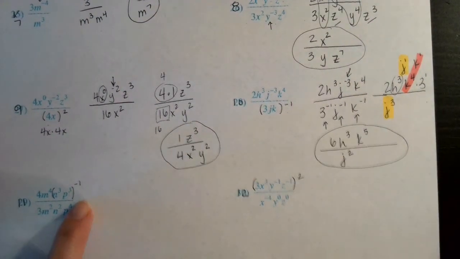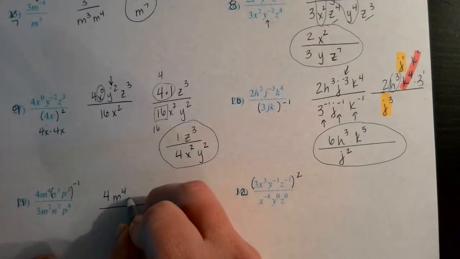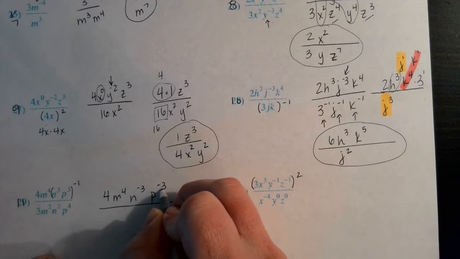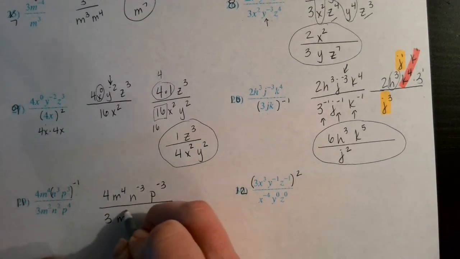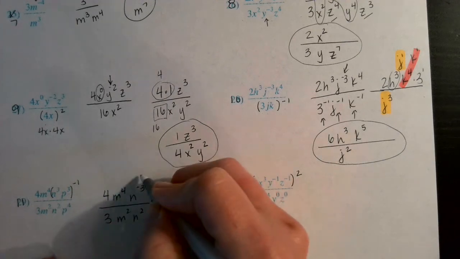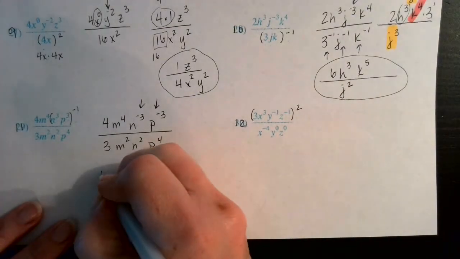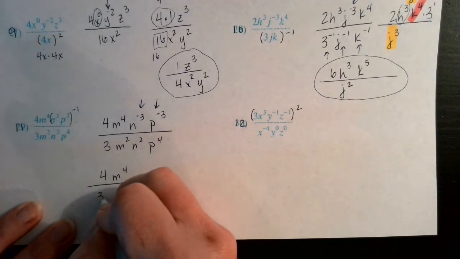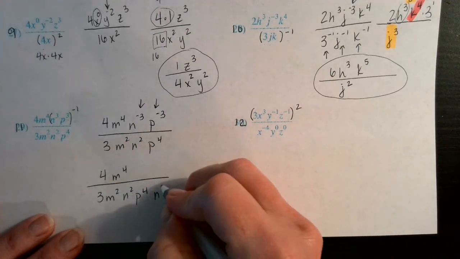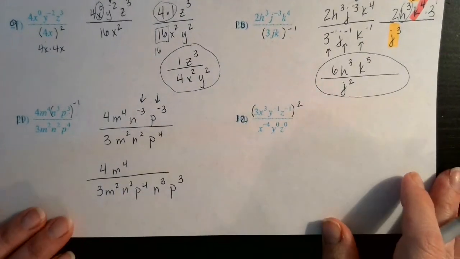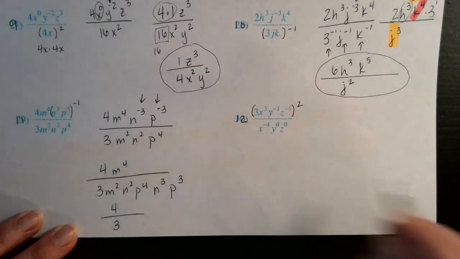I'm going to deal with my parentheses here. So I'm going to leave my 4 and m to the 4th. Then I have n to the negative 3rd, p to the negative 3rd by distributing my negative 1 exponent by multiplying. Looking at my denominator, I'm going to keep everything the same. I'm going to move my negative exponents. So then my n to the 3rd moves to the denominator, and my p to the 3rd moves to the denominator. So dealing with my coefficients, 4 and 3, there's not much I can do with those. They don't reduce. So I'm going to leave my 4 on top, my 3 on bottom.